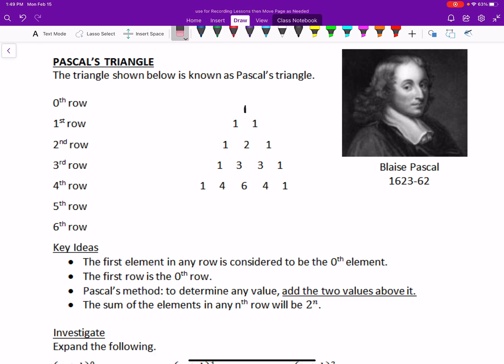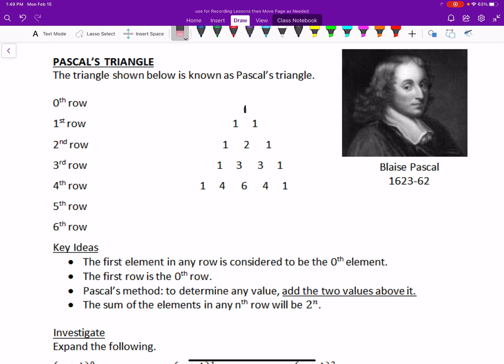And if I add 2 and 1 together, that gives me 3. And 3 and 1 gives me 4. And 3 and 3 gives me 6, and so on. So as far as the triangle goes, to get any number, we add the two numbers that are above it. And it's slightly offset so that we can have the numbers in between like that.